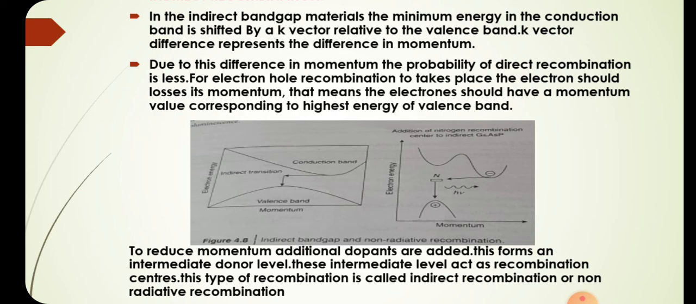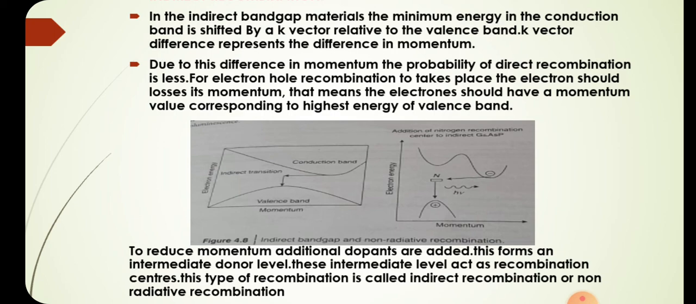So due to the difference in the momentum, the probability of the direct recombination is less, and for the electron hole recombination to take place, the electron should lose its momentum. That means the electron should have a momentum value corresponding to the highest energy of the valence band, and to reduce the momentum, additional dopants are added, and this forms an intermediate donor level, and this intermediate level acts as a recombination center, and this type of recombination is called indirect recombination or non-radiative recombination.